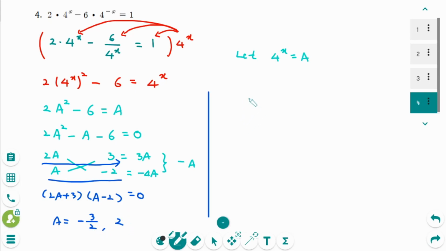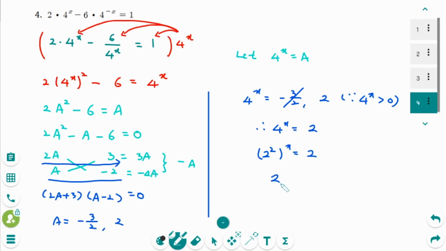Back to the original, 4 to the power of x equals minus 3 over 2 and 2. But minus 3 over 2 is an extraneous root because 4 to the power of x is greater than 0. So finally, 4 to the power of x equals 2. Then 4 is 2 squared, so 2 to the power of 2x equals 2, which is 2 to the power of 1. Finally, 2x equals 1. Therefore, x equals 1 over 2.